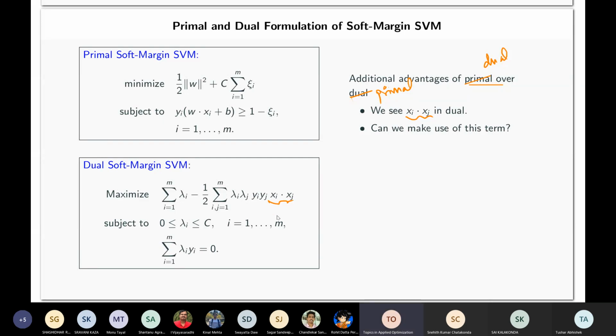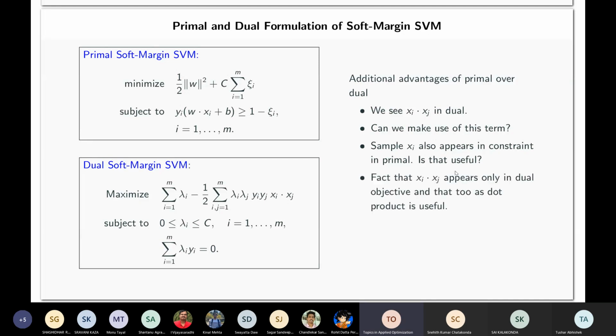So that's when things are interesting, because we can make use of this in kernel methods. Sample xi also appears in the constraint in the primal. Is that useful? So the fact that xi, xj appears only in the dual objective, and that too as a dot product, is very useful. Let us see how. So this allows the mapping of the samples to a space where they may be linearly separated. Okay, right now it may not make sense why the appearance of this is interesting. That leads to something called the kernel trick that we will see.